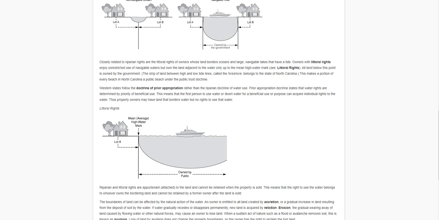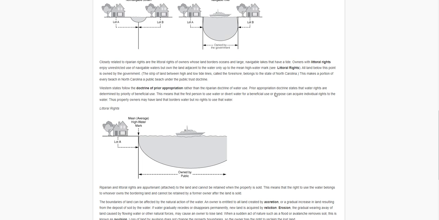Western states follow the doctrine of prior appropriation. The doctrine of prior appropriation is that water rights are determined by priority of beneficial use. So that's who has those rights, right? Those are Western states. We have riparian doctrine, so those are basically public trust doctrine. Everyone, you know, the homies. The homies own it, basically.